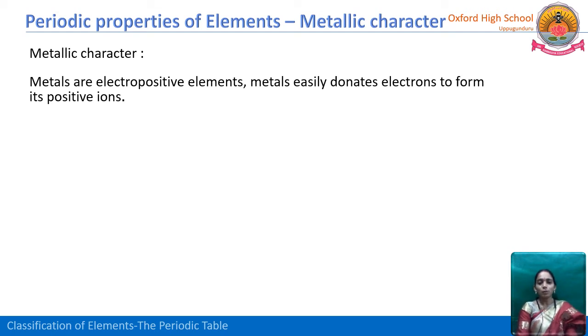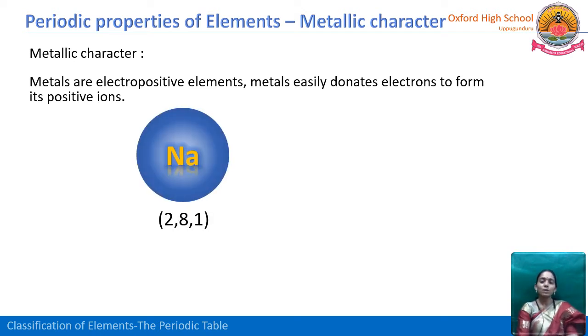Here, metals are electropositive elements. Most of our periodic table are metals. And in our previous class, we studied electropositivity, that is nothing but the tendency to lose electrons. So metals have a tendency to lose their electrons. Why do they lose electrons? To get a stable electronic configuration. So metals easily donate electrons to form positive ions. Any element, if it donates its electrons, gets a positive nature. That means it becomes a positive ion.